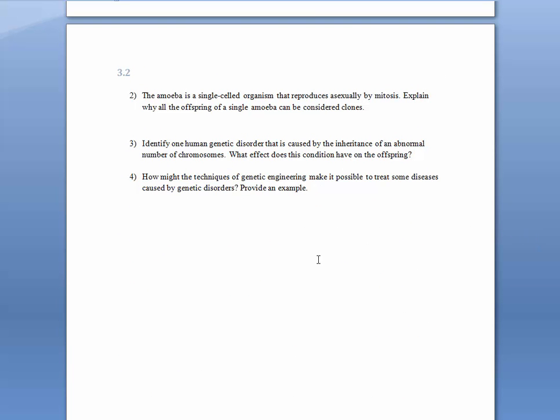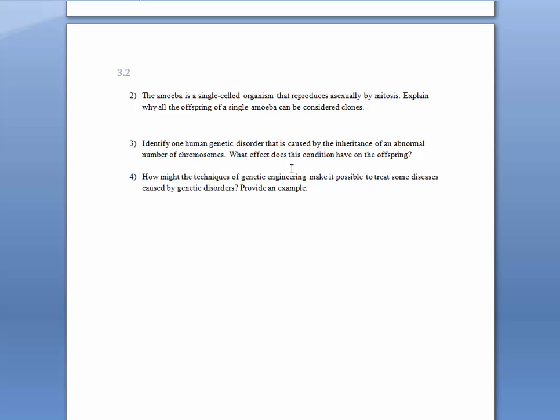Number 2, the amoeba is a single-celled organism that reproduces asexually by mitosis. Explain why all the offspring of a single amoeba can be considered clones. Remember, amoebas don't reproduce sexually. They make copies of themselves. So if they're making copies of themselves, every amoeba has the same DNA. If things have the same DNA, like identical twins, they're going to be very close to one another. That's what you want to explain in this answer for this question.